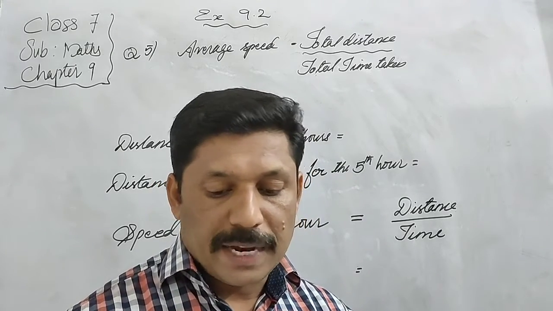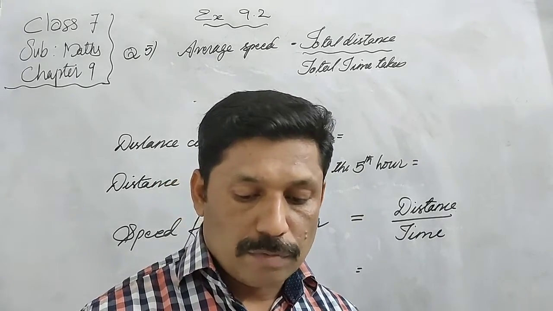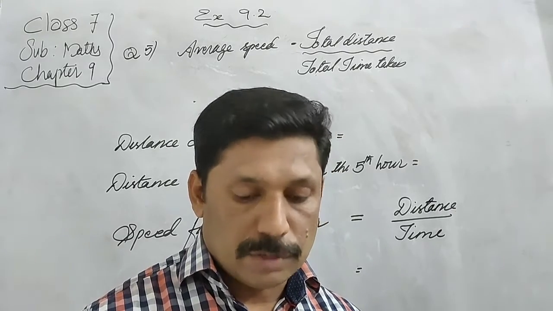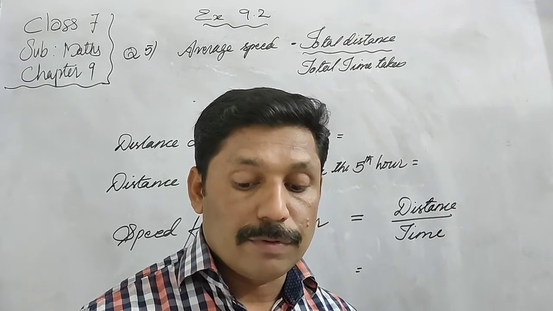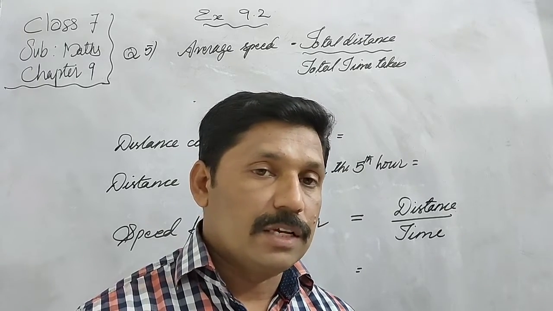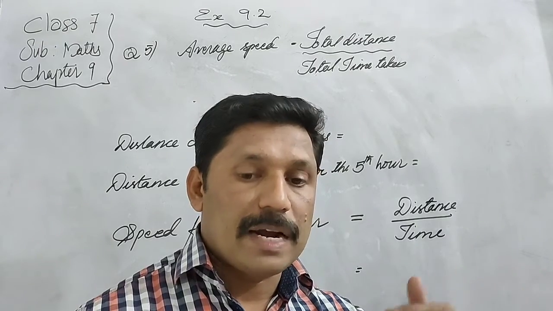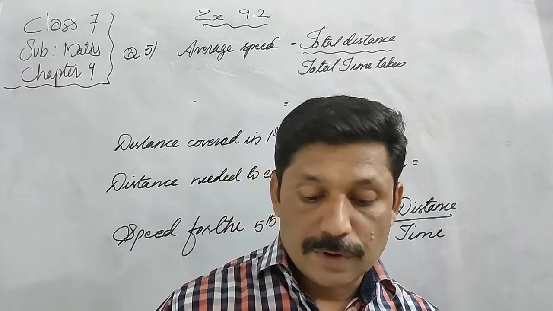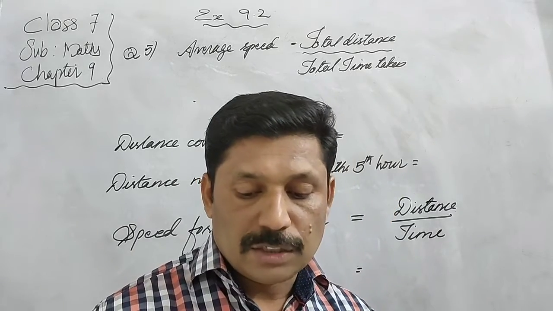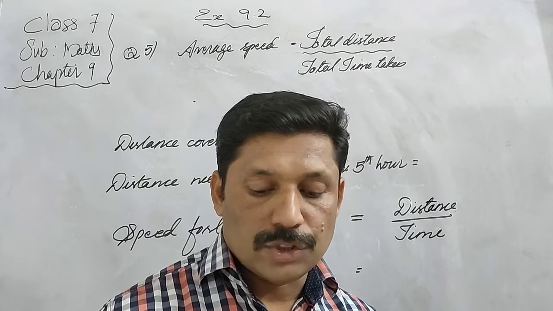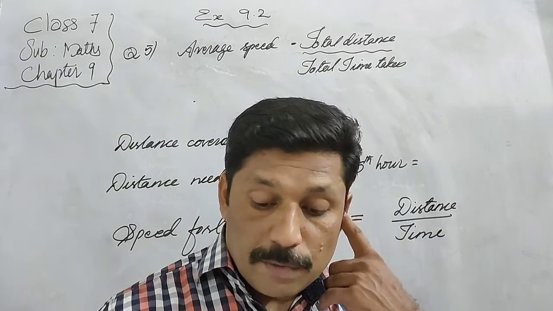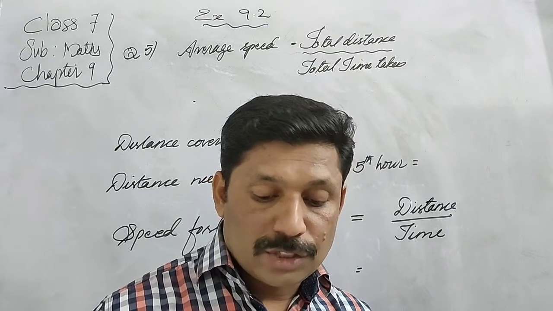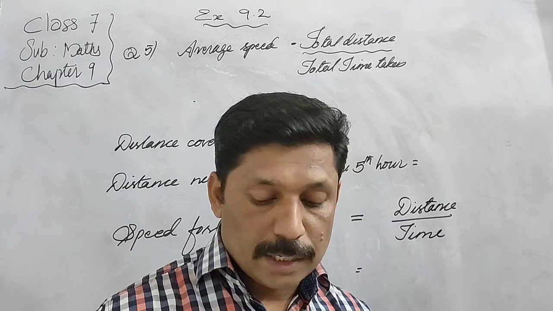David's average driving speed for a 5-hour journey was 55 km per hour. Average speed is total distance traveled divided by total time taken, and that average speed is given, 55 kilometers per hour. During his first 2 hours of the journey, he drove at 60 km per hour, and for the next 2 hours, his speed was 50 km per hour.